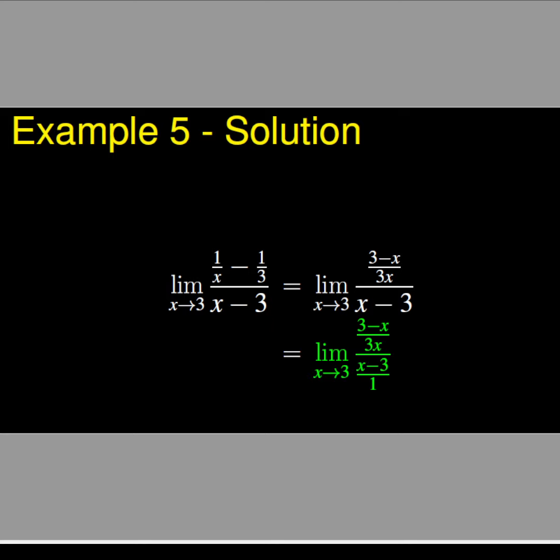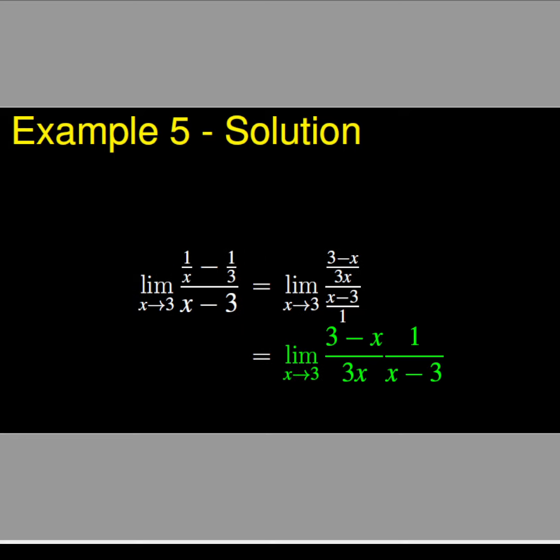Given that, on the numerator, we have a fraction and on the denominator we have a polynomial, it is usually simpler to also write the denominator as a fraction. We do it by just dividing the polynomial x minus 3 by 1. Now, we have a fraction of fractions. This can be simplified by multiplying the fraction on the numerator by the reciprocal of the fraction in the denominator.